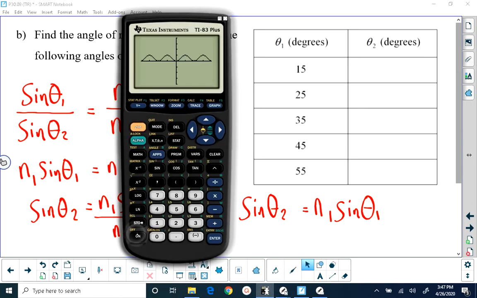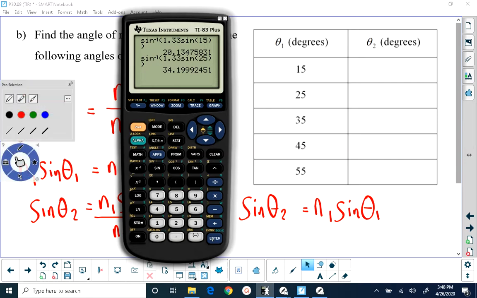Okay, well, here we go. I'm going to take the inverse sine of 1.33 sine of 15. I'd better make sure that I am in degree mode, and I am. You could, if you wanted to, take 1.33 times sine 15 and then take the inverse sine. I'm just choosing to do it in one shot. We get 20.1 degrees. If I do the same thing at 25 degrees, I'll just do these in batches. I get 34.2, so 20.1 and 34.2.